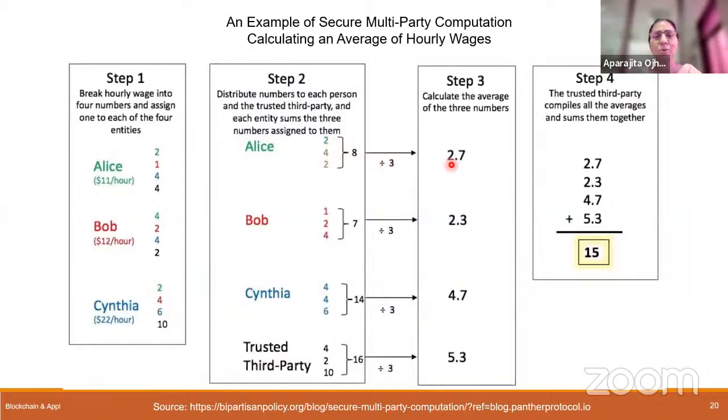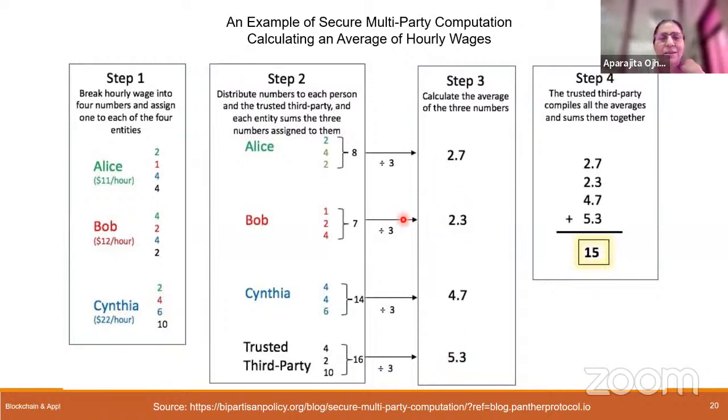So 8 by 3 is 2.7, 7 by 3 is 2.3, 14 by 3 is 4.7, and 16 by 3 is 5.3. And then they will be added, right? So this will be added. Everybody has given their input: 2.7, 2.3, 4.7, and 5.3.